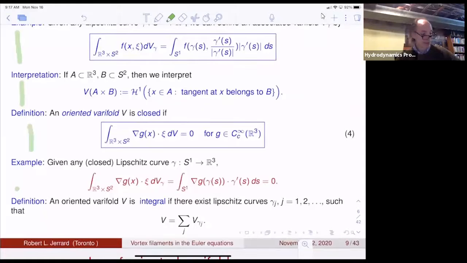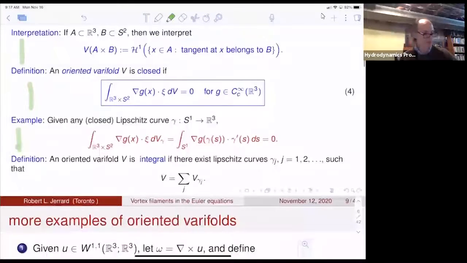And this is this example. I just wanted to do it a little more slowly. So we see it like this. Okay, and so we say a varifold is closed if it satisfies this for all test functions G, and the motivation is given in red. And then I think I said this last time. An integral varifold is one which is a sum of varifolds associated with Lipschitz curves, a linear combination.